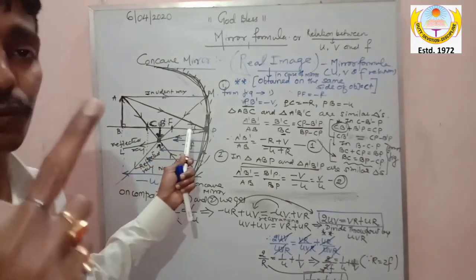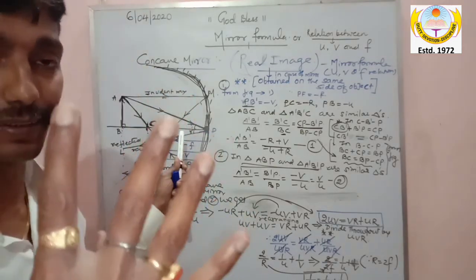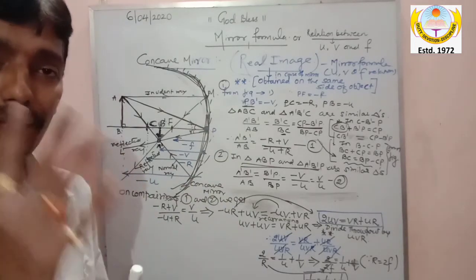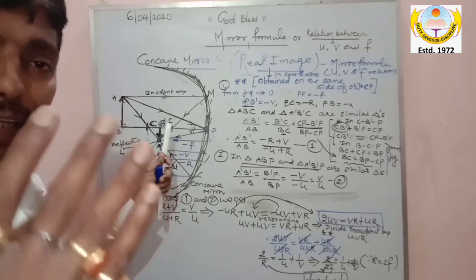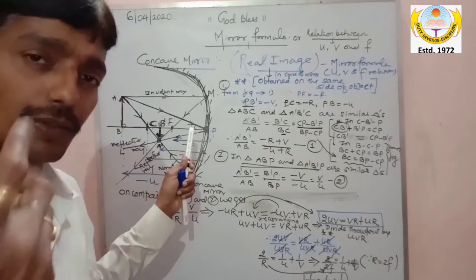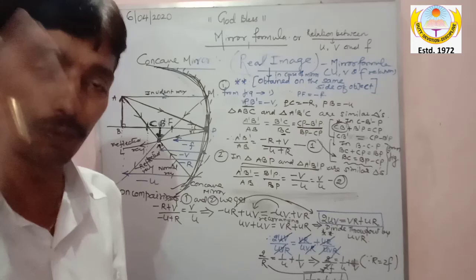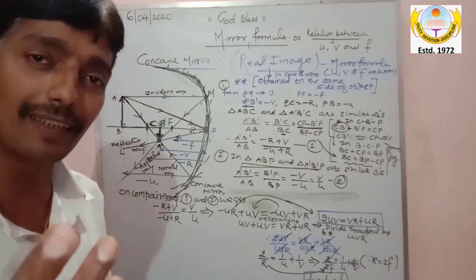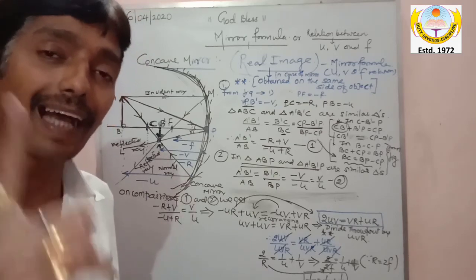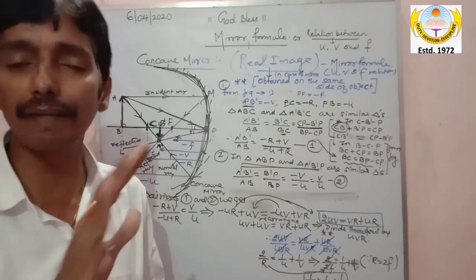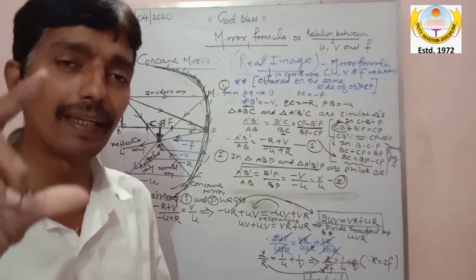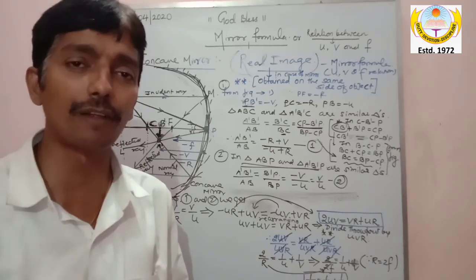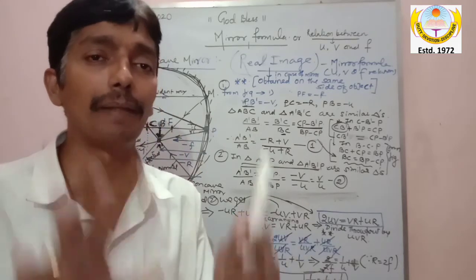So what are the two concepts? You are taking two triangles, actually 4 triangles, to prove these theories. That is the common idea. And what are the 4 triangles? ABC, A dash B dash C, ABP and A dash B dash P. Every student has a common psychology, taking AB as the object and A dash B dash as the image, with P as the pole and C as the center of curvature. So ultimately these triangles are framed.